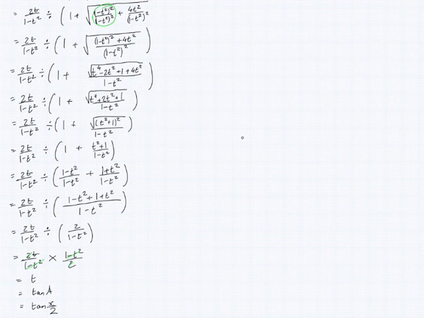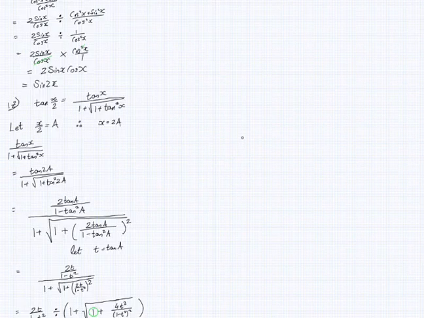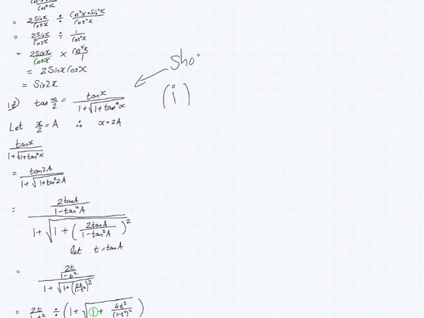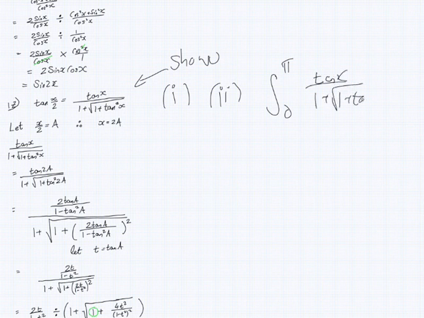I think if this was in the exam, it'd be in section B, and the way the question would be phrased, this would be part one of the question, to show this. Then part two of the question would be to integrate, like 0 to pi or whatever, tan x over 1 plus square root 1 plus tan squared x, or something like that, where you have to use this result. Okay?